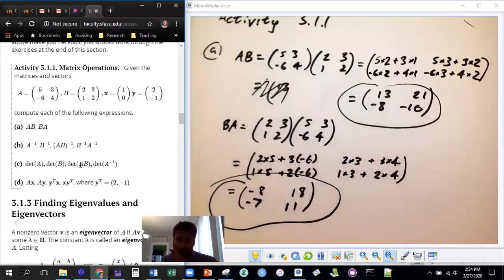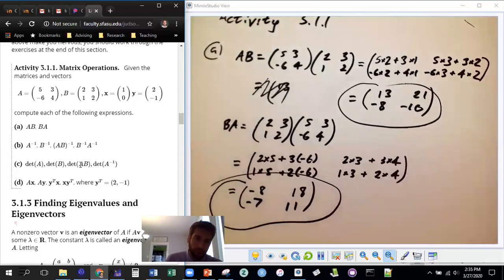Now notice something. I multiplied two things in opposite orders and got totally different things. That's something that happens with matrices. If you're only used to doing arithmetic with numbers, that could be kind of crazy, but it is definitely true. So that's matrix multiplication.